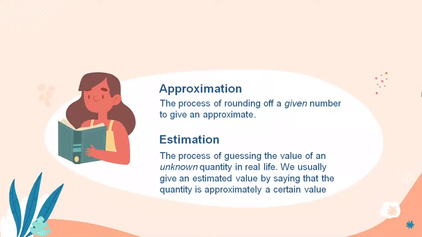Approximation is the process of rounding off a given number to give an approximate value. And estimation is the process of guessing the value of an unknown quantity in real life. We usually give an estimated value by saying that the quantity is approximately a certain value.